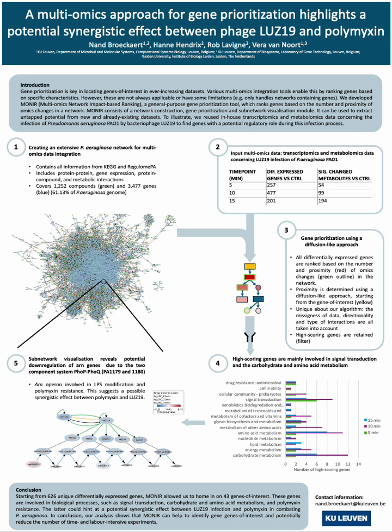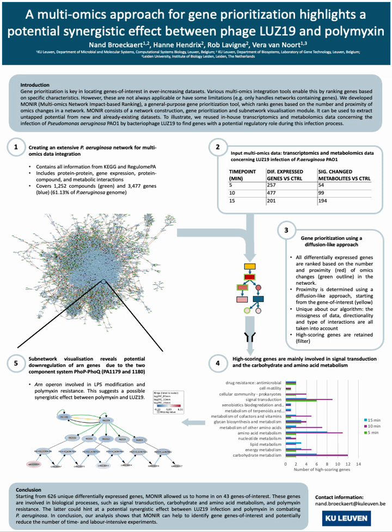So here I used the first module of MONIR to create a network that contains all information from the KEGG and Regulome-PA databases. This includes protein-protein, gene expression, protein compound, and metabolic interactions. In total, our network covers around 1,250 compounds, which are the green nodes, and around 3,500 genes, which are the light blue colored nodes. That's around 61% of the Pseudomonas aeruginosa genome.